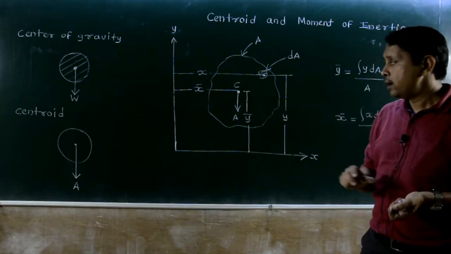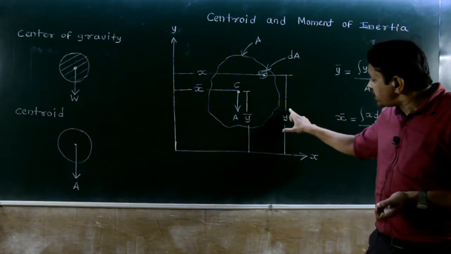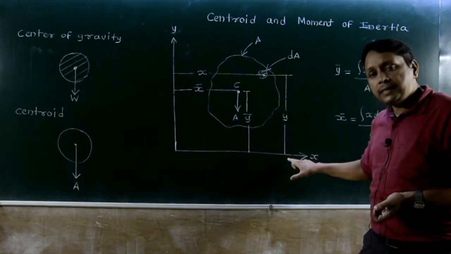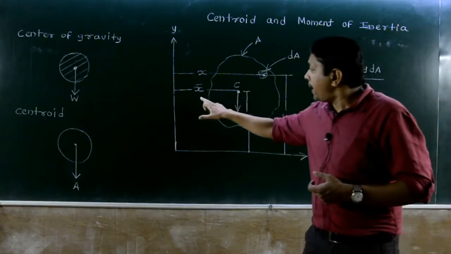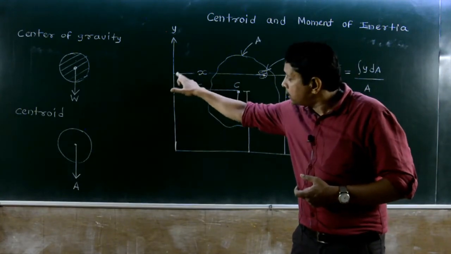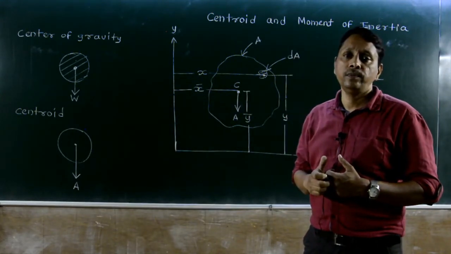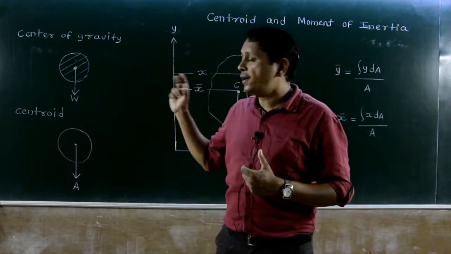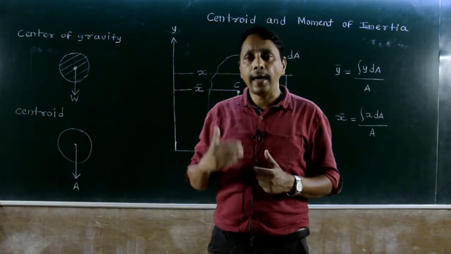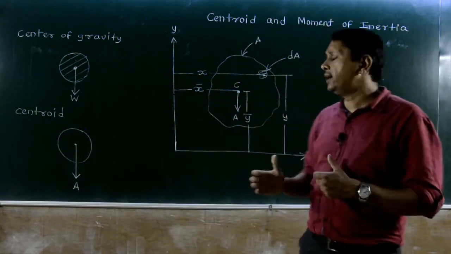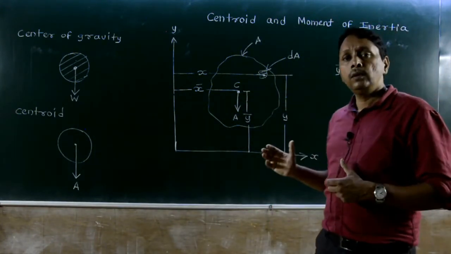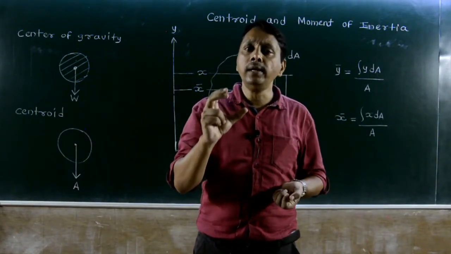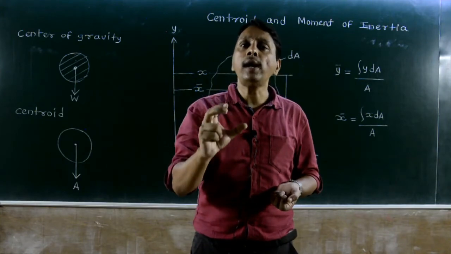What do you have to remember? Y bar and y are measured from the same axis. Similarly, x bar and x are also measured from the same axis. So this is the start. We just started centroid, and we will discuss the centroid of common geometrical figures, with formulas. In the next video we are going to derive the formula for the centroid of a rectangle.